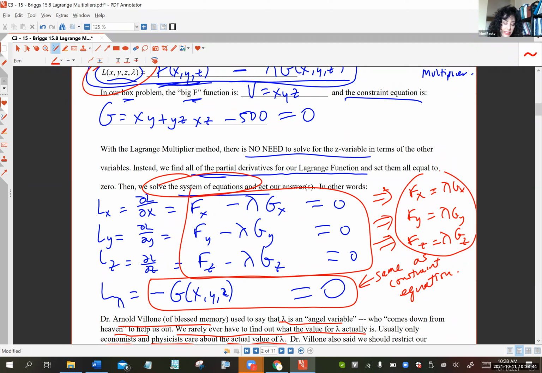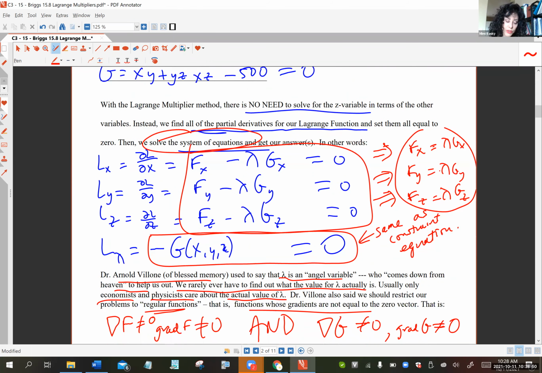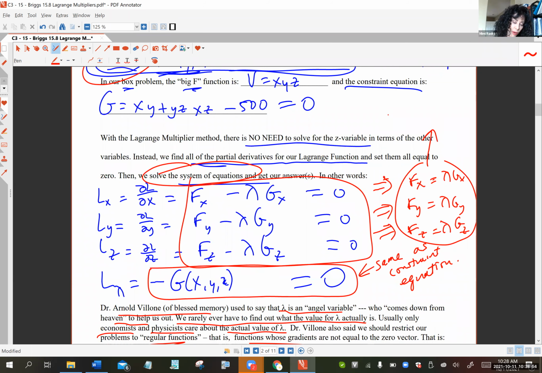What you're looking at is all of the components of the gradient of big F all look like they're multiples of the components of big G. So another way I could write this is that del big F, the gradient of F, is going to be equal to lambda times the gradient of G.